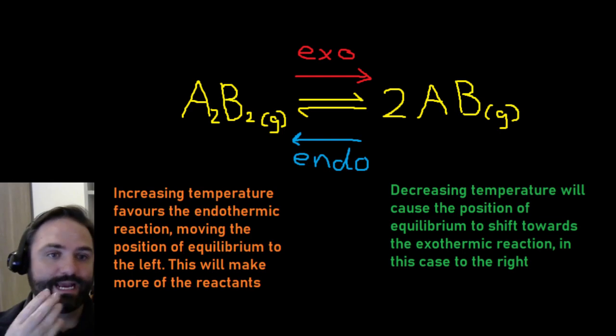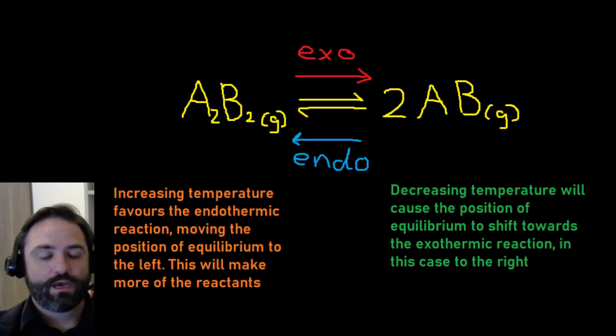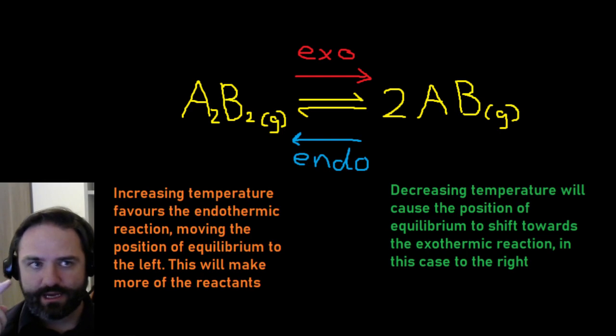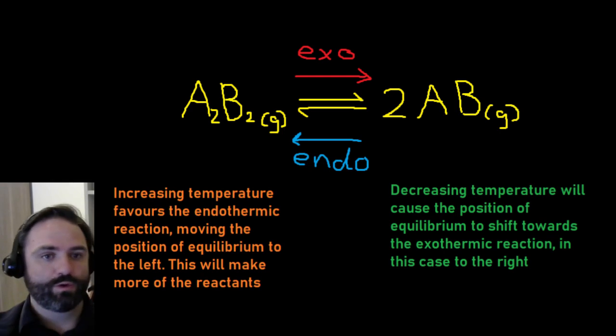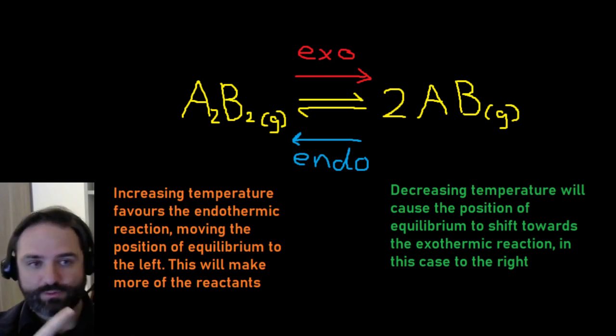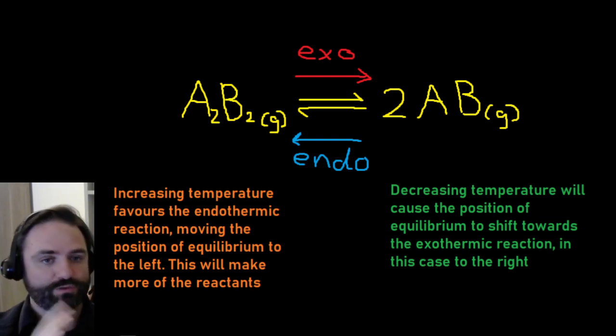So if I increase the temperature, I have made the temperature higher, it wants to make the temperature lower. How does it do that? It does more of the backwards reaction, the endothermic one. So increasing the temperature will cause the endothermic reaction to happen more. So in this case, it will shift the equilibrium to the left. Not always the left, make sure you know which one's the endothermic and exothermic reaction. But increasing the temperature moves the position of equilibrium towards the endothermic side.